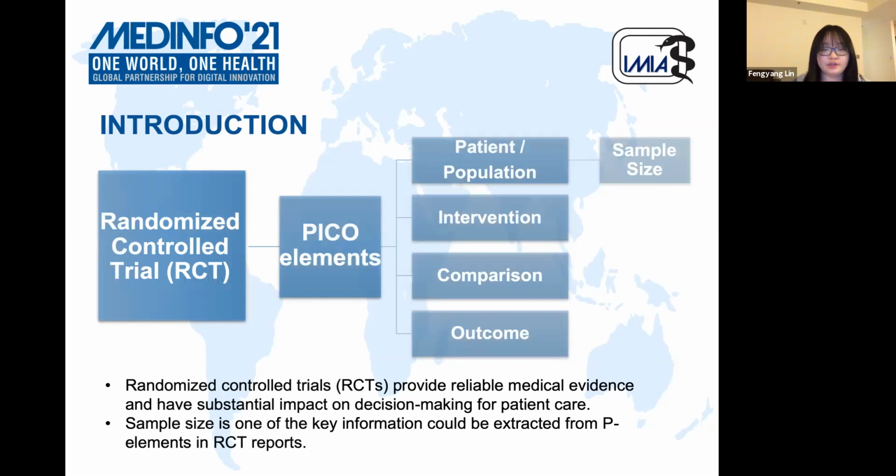To begin with, I want to introduce some basic information about randomized control trial and sample size. Randomized control trials, also referred to as RCTs, provide reliable medical evidence and have substantial impact on decision-making for patient care. Nowadays, information extraction systems have been developed to automatically extract structured and key information from free text medical literature. And some techniques have also been developed to extract the PICO elements. So PICO elements here are patient or population, intervention, comparison, and outcome. Among all these elements, sample size is one of the key information that could be extracted from P elements in RCT reports.